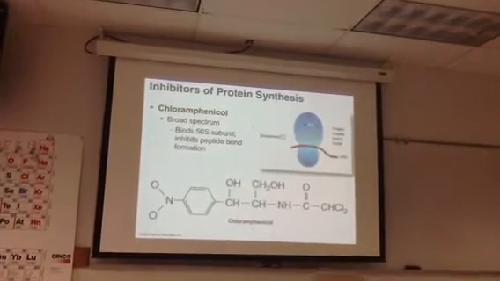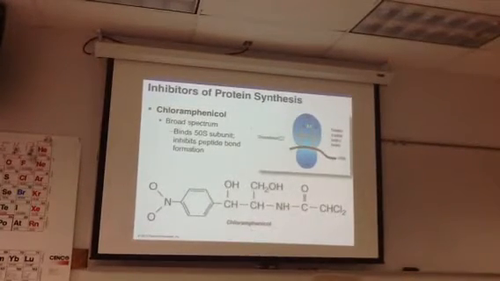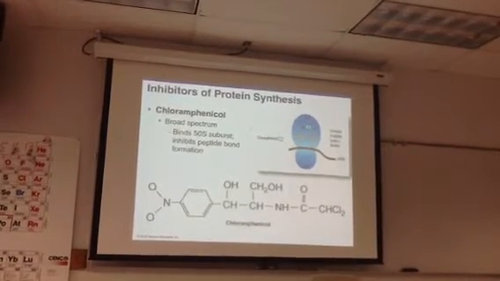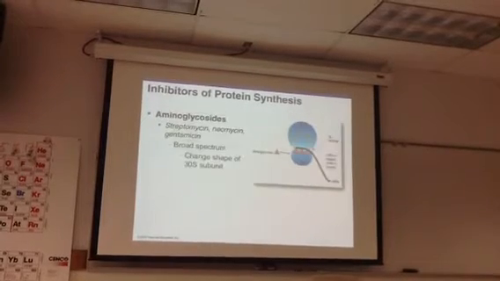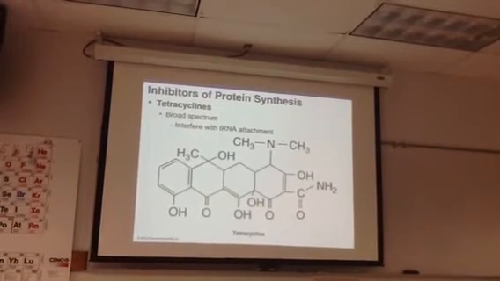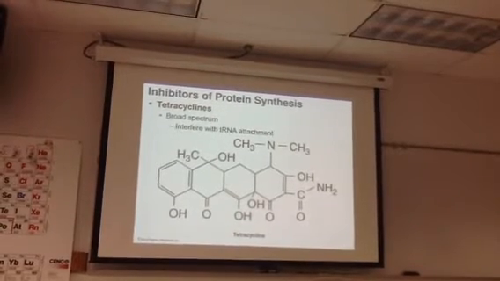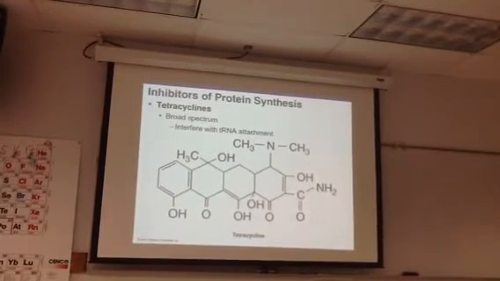To inhibit protein synthesis, know the mechanisms. You can bind to the subunit. You can stop the peptide bonds from forming. You can change the shape of the subunit. Remember, change the shape, change the function. You can stop tRNA from attaching. If tRNA and mRNA don't come together, you won't have amino acids coming together.